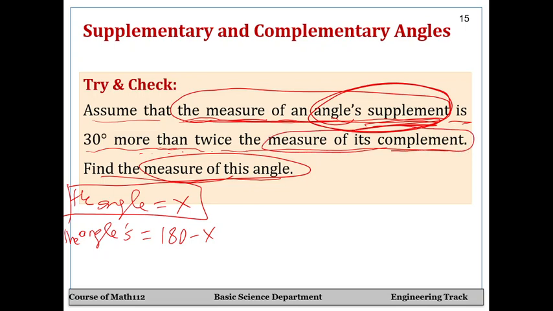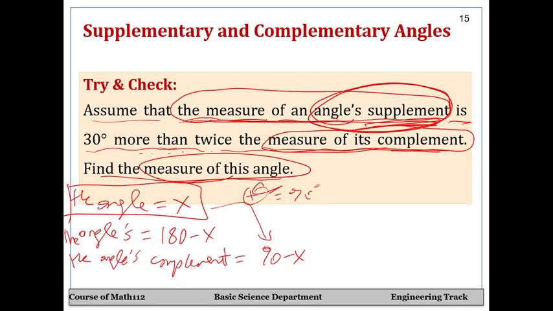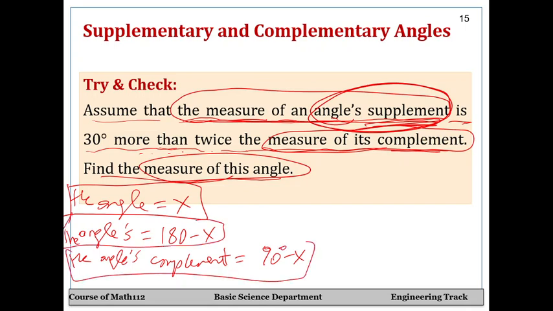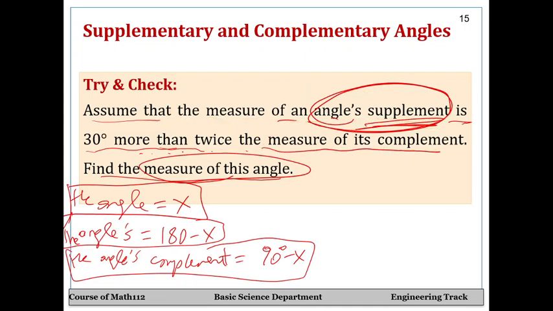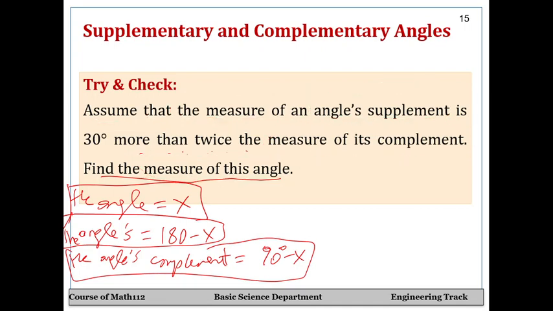So before writing the equation, I'm trying to write everything I need in terms of x. So the measure of its complement is the angle's complement. Now, what is the angle's complement? It's 90 minus x, because when you add them, it will equal 90. Now we have these three of them, and we will use them in setting up the equation.